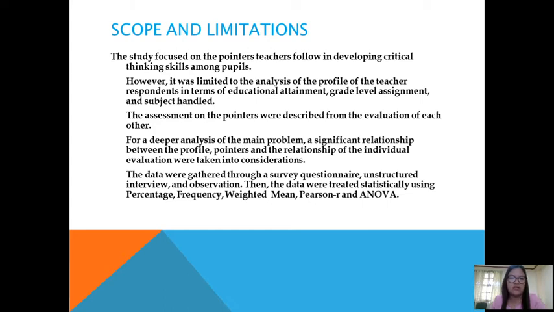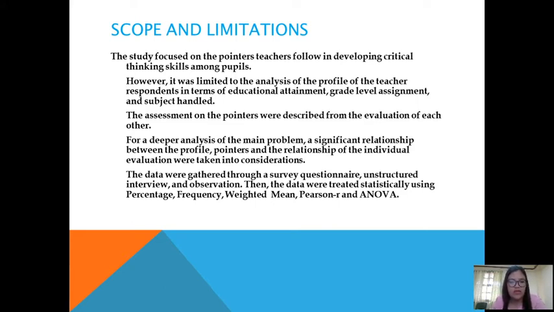Scope and limitation. The study focused on the pointers teachers follow in developing critical thinking among pupils. However, it was limited to the analysis of the profile of the teacher respondents in terms of educational attainment, grade level assignment, and subject handled. The assessment on the pointers was described from the evaluation of each other. For a deeper analysis of the main problem, a significant relationship between the profile, pointers, and the relationship of the individual evaluation were taken into consideration.